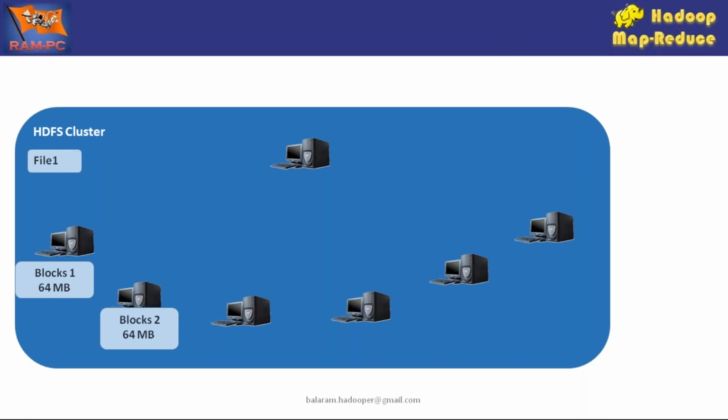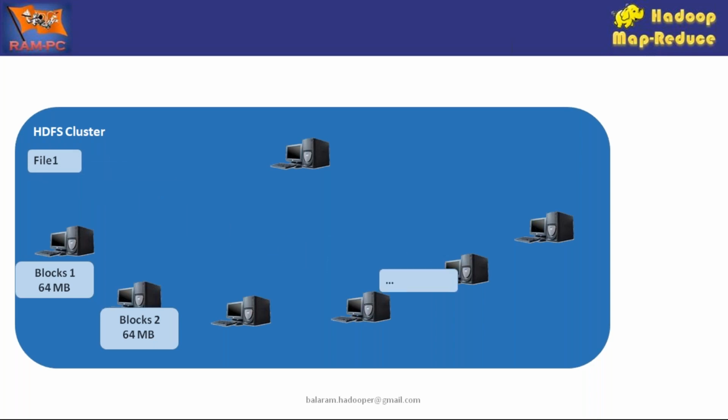If the replication factor is 2, only 2 copies will be made. If the replication factor is 15, then it will be replicated 15 times. So we have to choose which is the good one for our cluster and for our organization. 3 is a good number for any cluster.